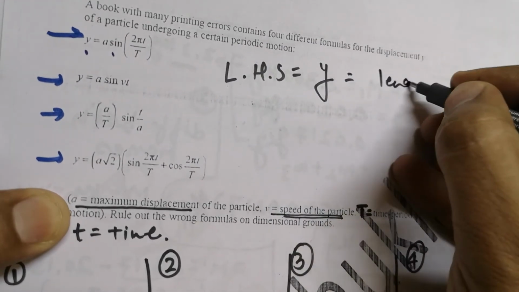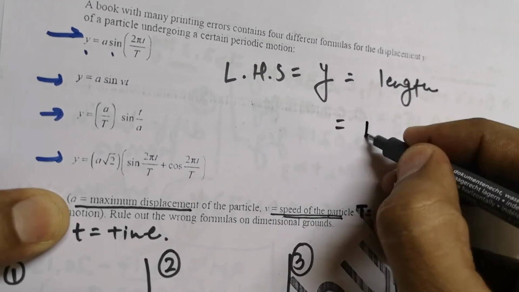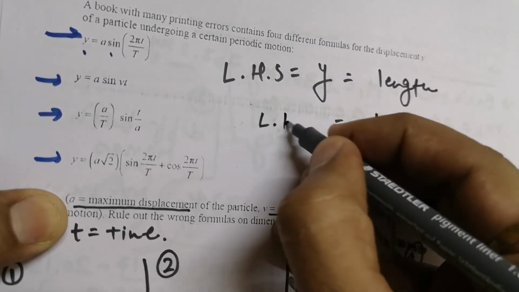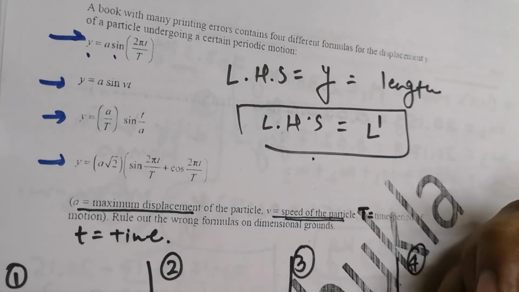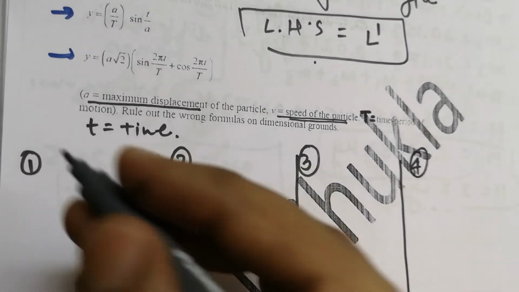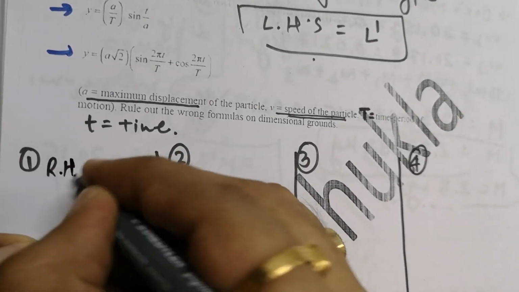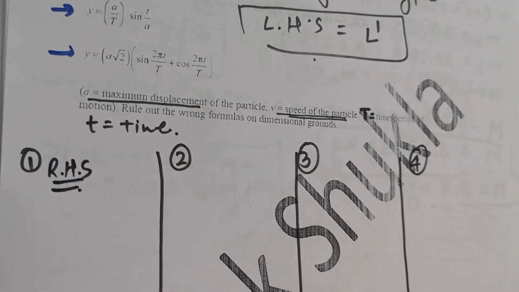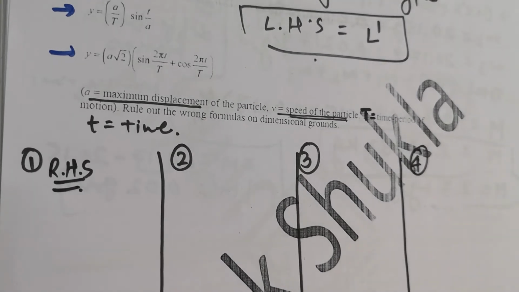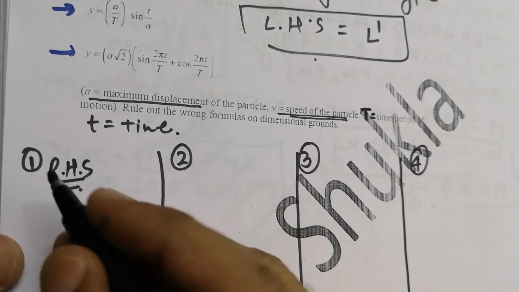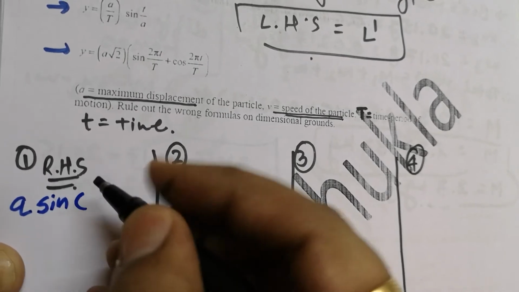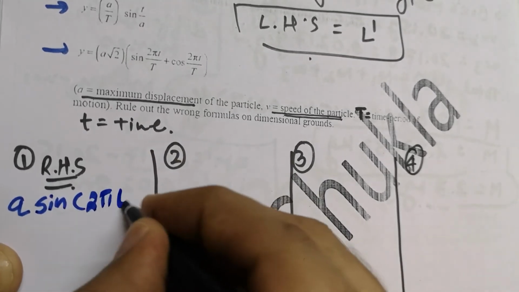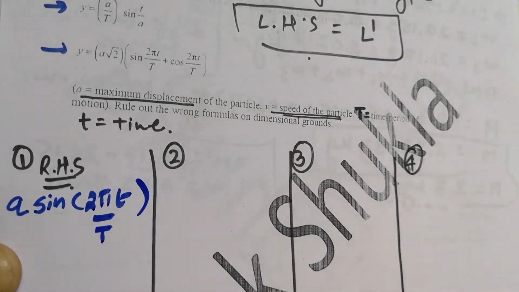It is basically length. It is having a dimensional configuration. The left hand side contains L1. Now the right hand side of the first one. In the right hand side of the first one, you will see that it contains small a sine 2 pi t upon capital T.